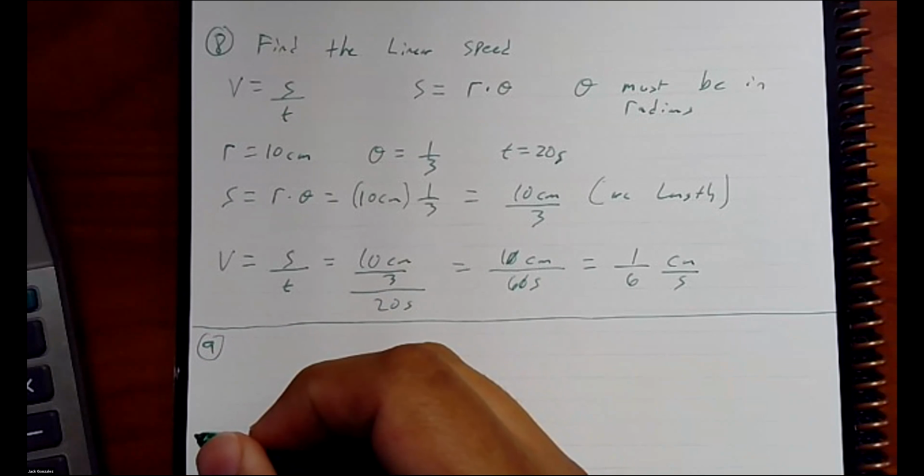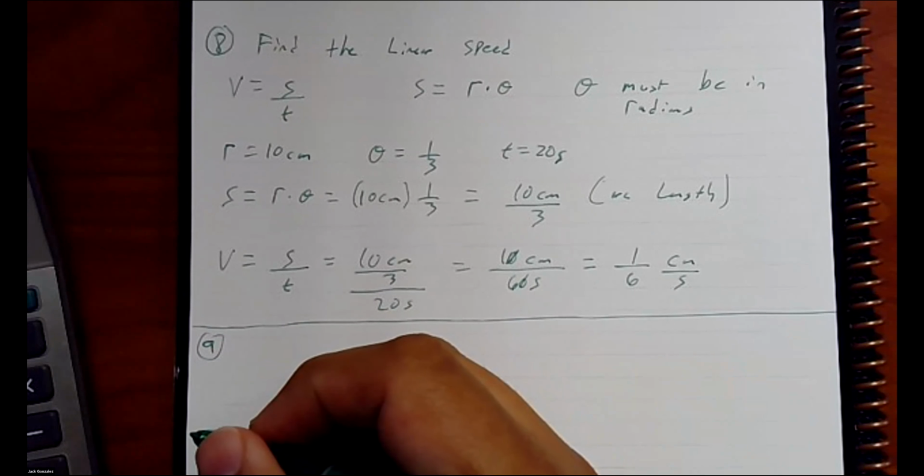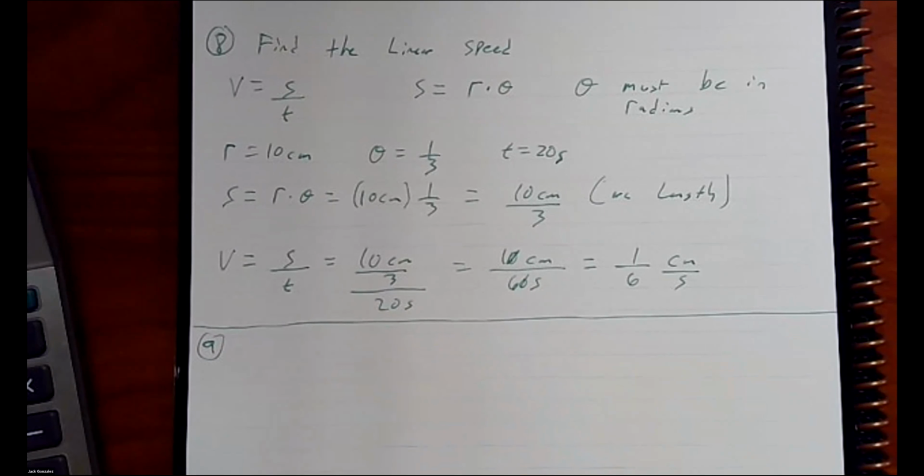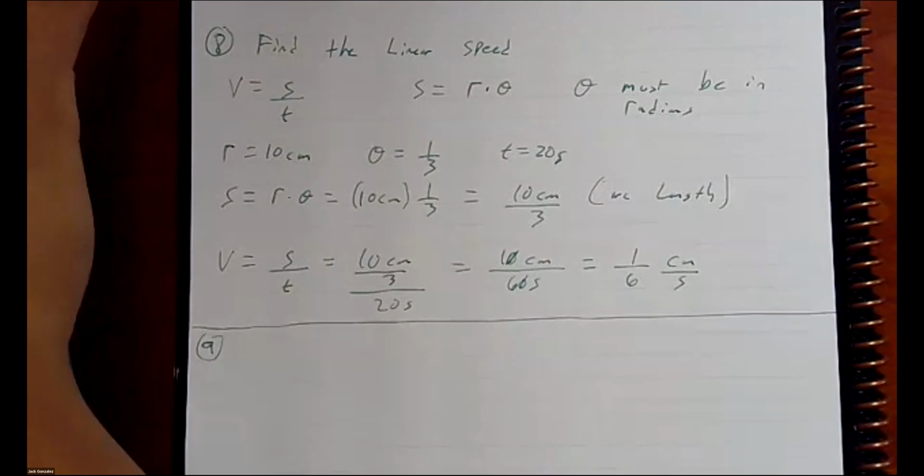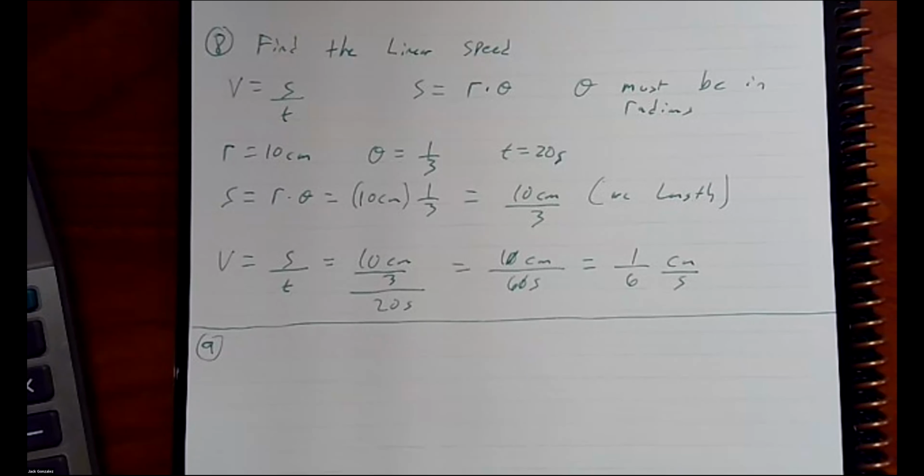Okay. Number 9. Two sides of a right triangle ABC, where C is a right angle, are given. Find the indicated trig function given the angle. Give the exact answers only. So no calculator stuff, I guess. All right.